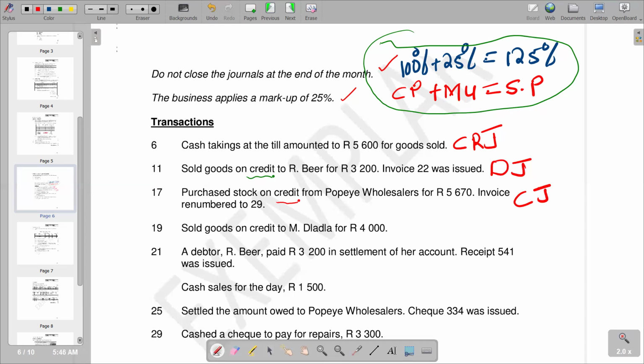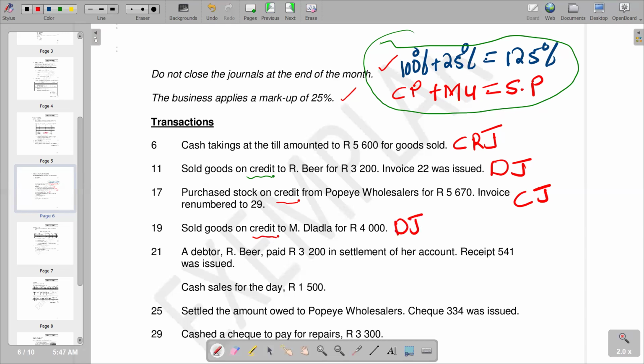And then we go to the 19th: sold goods on credit to M Ghana for 4,000 rand. So we see again that credit is involved. So we do not have to enter it in the cash receipts journal. It's supposed to be again in the debtors journal. So we can just leave it.